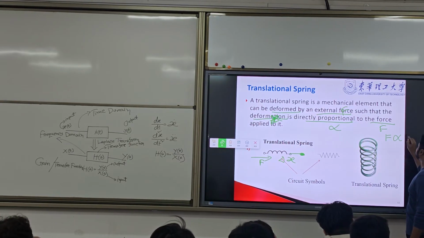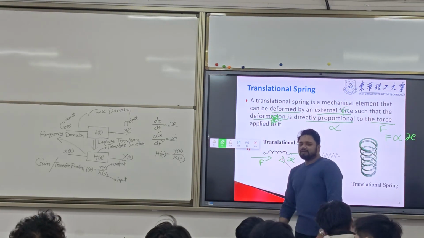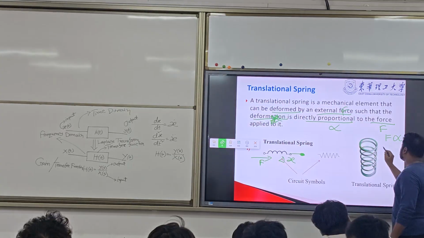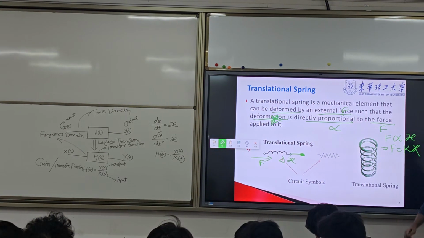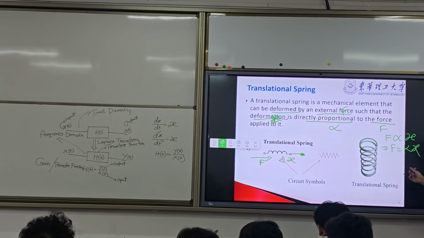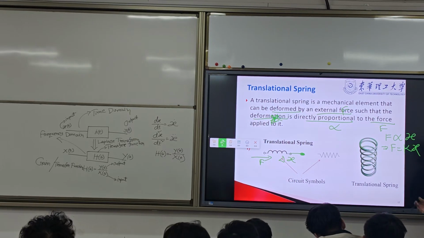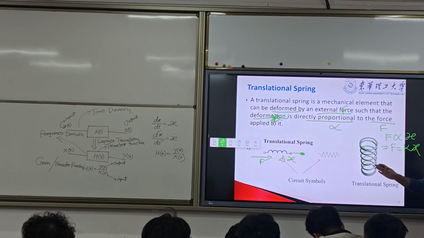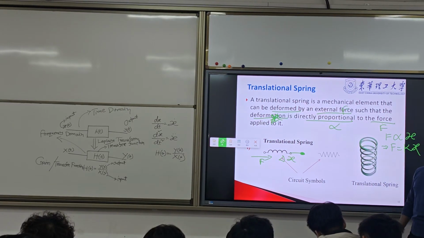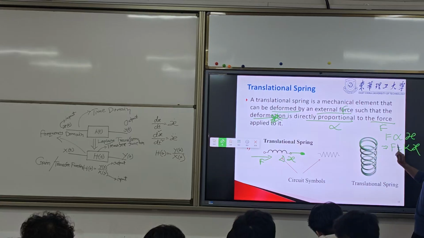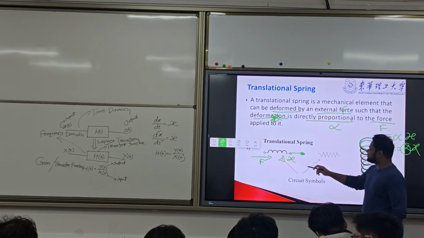So we can write F is proportional to x, and we can write this as F equals Kx. We are not using a minus sign here because we are applying the force. It is not a restoring force. We just apply the force and it will deform, so it is directly proportional. And what is this K? K is the spring constant.